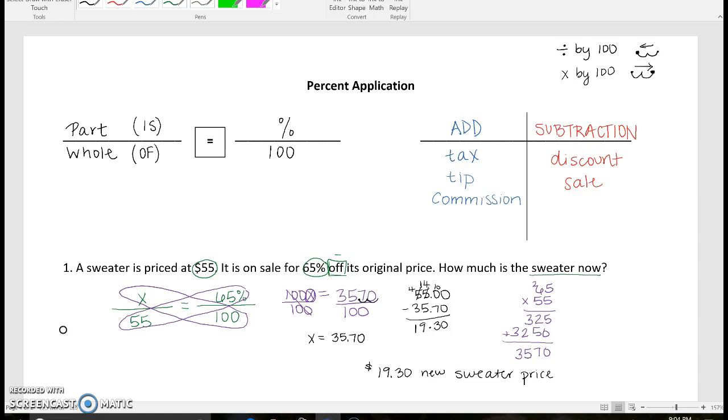And is that realistic? So 65%, that's more than half, right? So half of 55 is a little more than 25. So that looks good. So we'll move on to number 2.